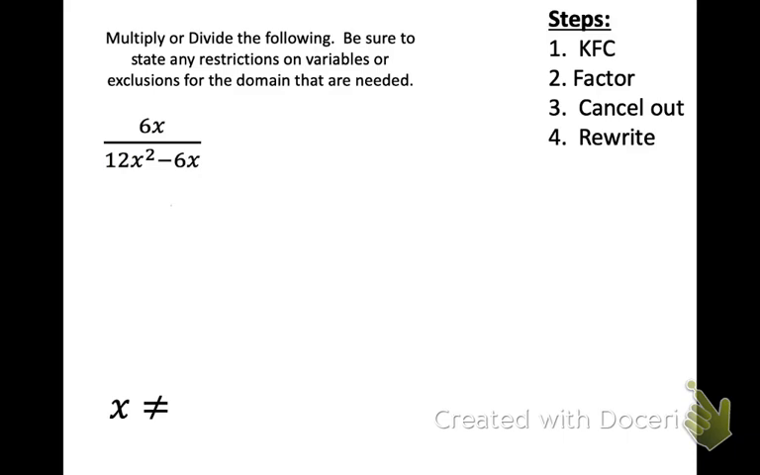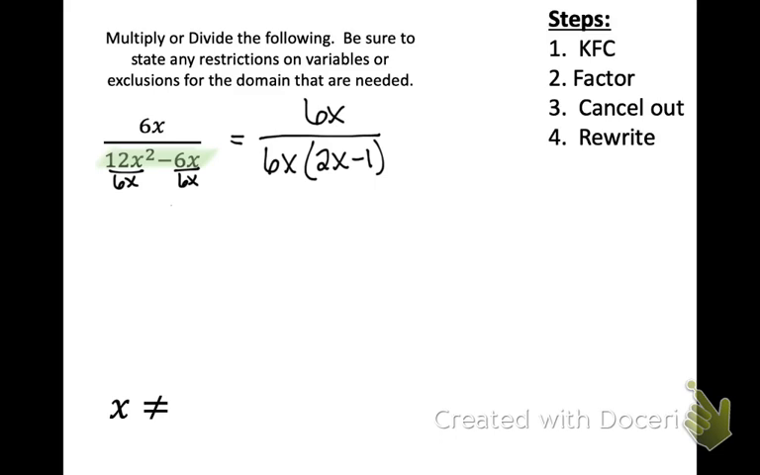So the first thing is I'm going to see this bottom piece, and I can factor out a greatest common factor. So 6x is going to stay the same on the top. On the bottom, I know I can pull a 6x out of each term, and I'll be left with 2x minus 1. That comes after I divide each of these by 6x.